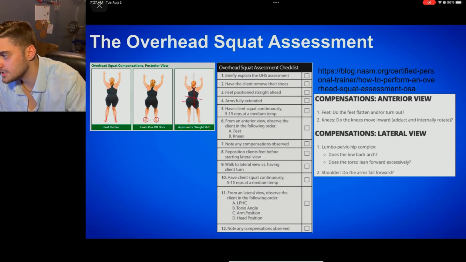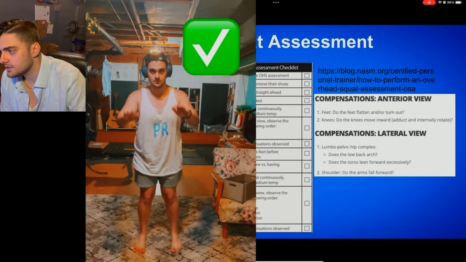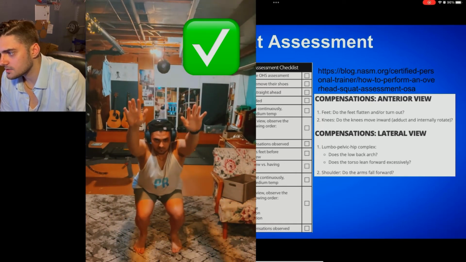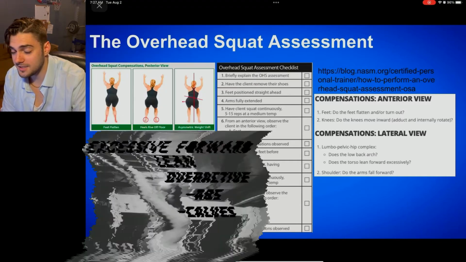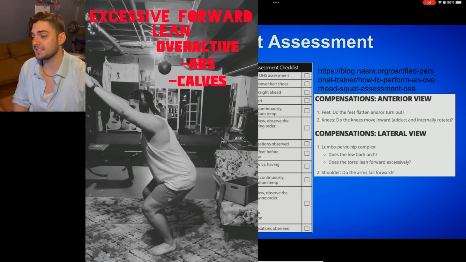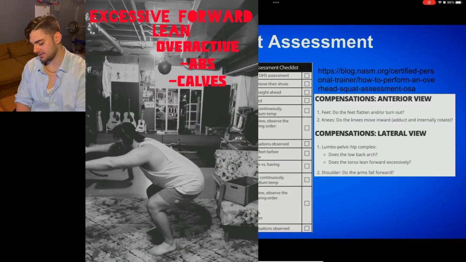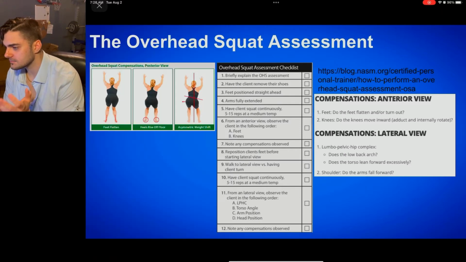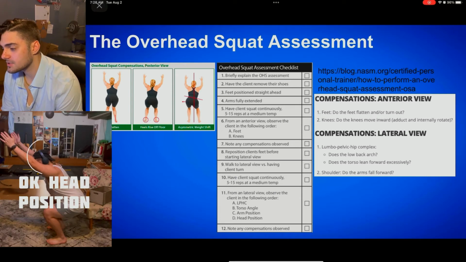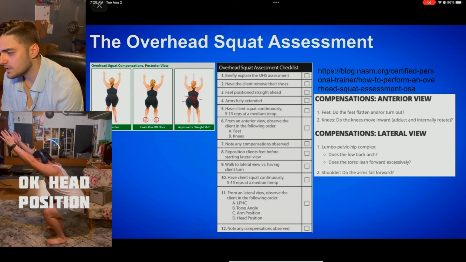Have the client squat continuously 5 to 15 reps at a medium tempo. From an anterior view, observe the client's feet and knees. Maybe it's not written down, but I just feel like we could have just said, observe their feet and knees. Note any compensations observed. Reposition the client's feet before starting a lateral view.